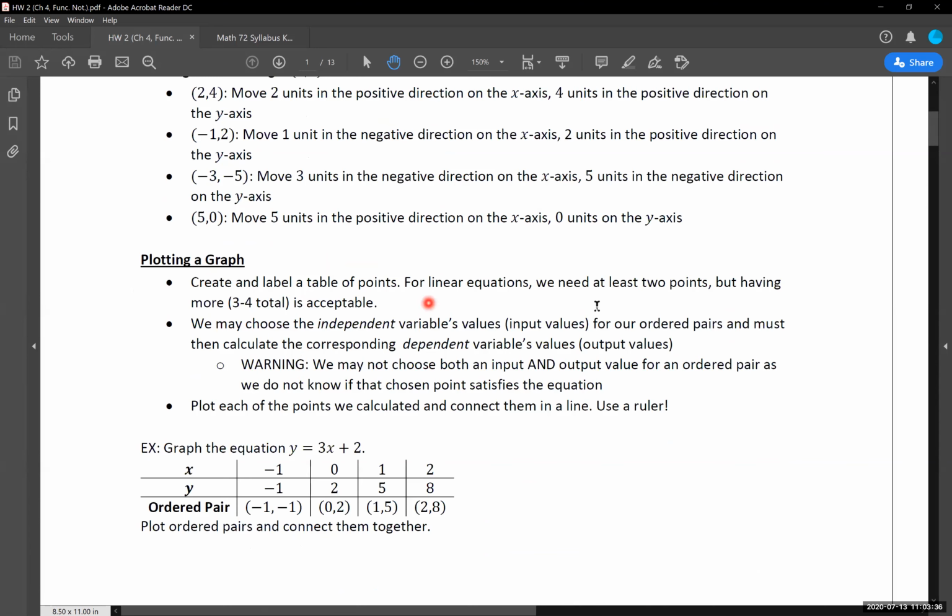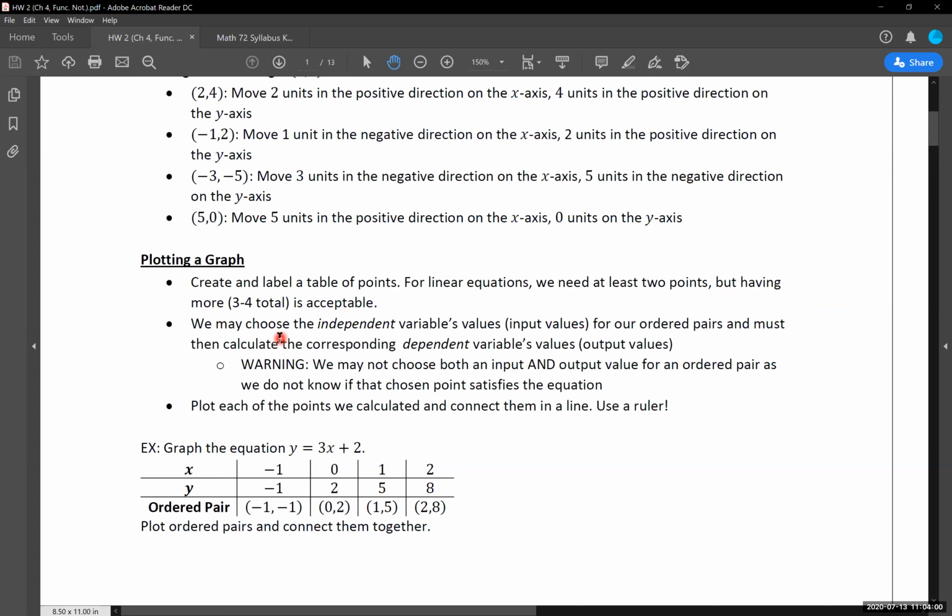For linear equations, we need at least 2 points to plot them. The book and other sources may tell you that you need 3 or 4 or 5 or something like that. We really only need to have 2. But there is nothing wrong with having 3 or 4 or more if you would like additional points. That's perfectly acceptable.